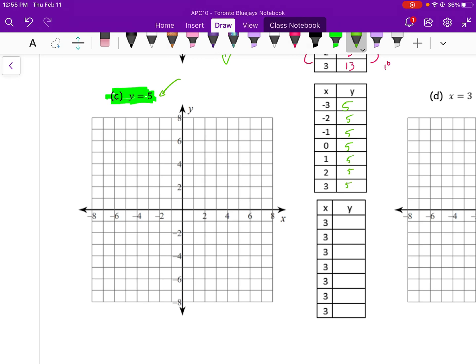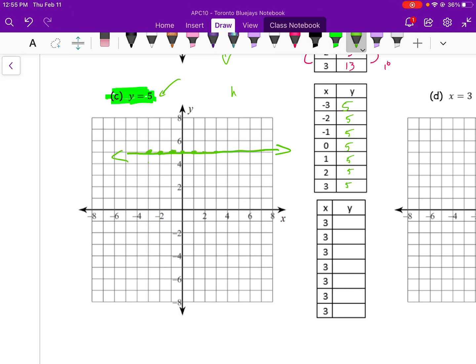There we have it. So the y value stays constant. What does this look like on a graph? So I'll just graph those points. If x is equal to -3, -2, -1, 0, what we get is a horizontal line. It's a horizontal line because the y values remain constant at 5.